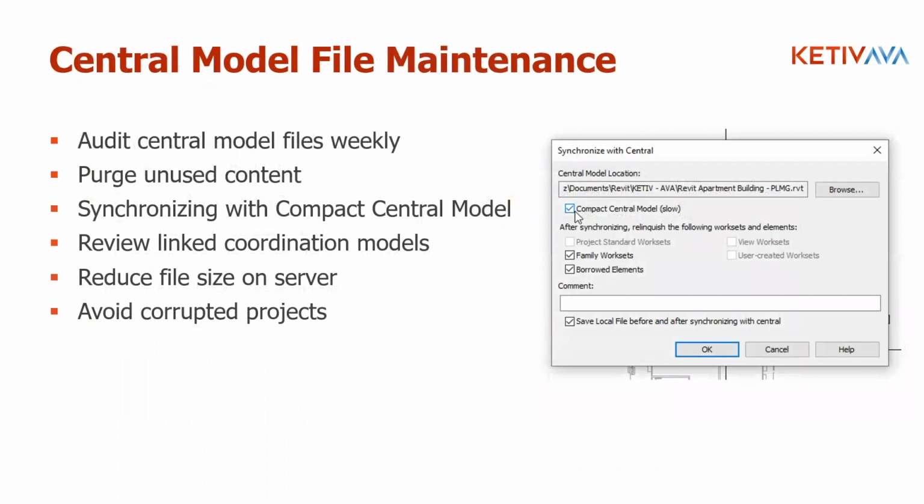And then in terms of the central model file maintenance, we're going to talk about doing an audit of the central model, doing a purge unused content, synchronizing it with a compact central model as well. And then review the links that you may have linked into your model. So these coordination models as well. And then overall is reducing the file size too that may be stored within your local server. And all this is just to benefit you and avoid maybe possible corrupted projects. So we're going to dive right into Revit.